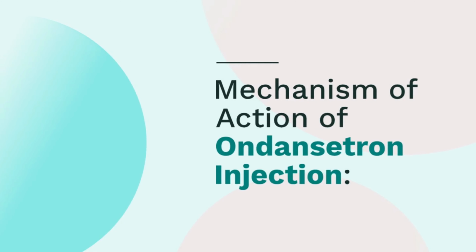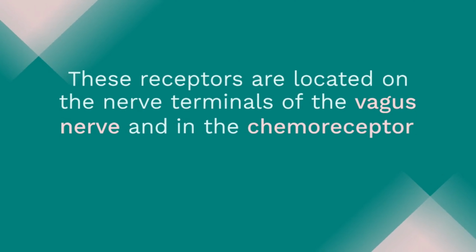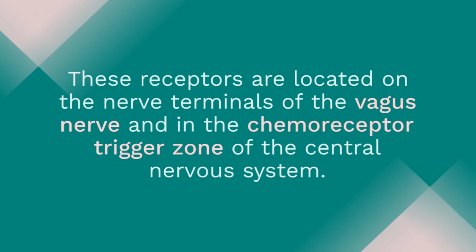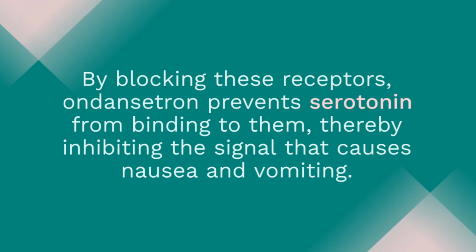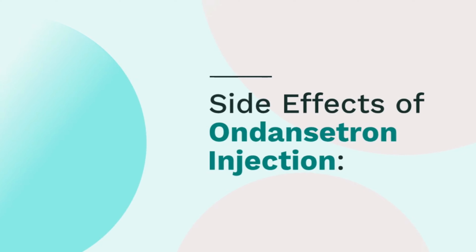Next, mechanism of action of Ondansetron injection. Ondansetron works by selectively inhibiting serotonin 5-HT3 receptors. These receptors are located on the nerve terminals of the vagus nerve and in the chemoreceptor trigger zone of the central nervous system. By blocking these receptors, ondansetron prevents serotonin from binding to them, thereby inhibiting the signal that causes nausea and vomiting.